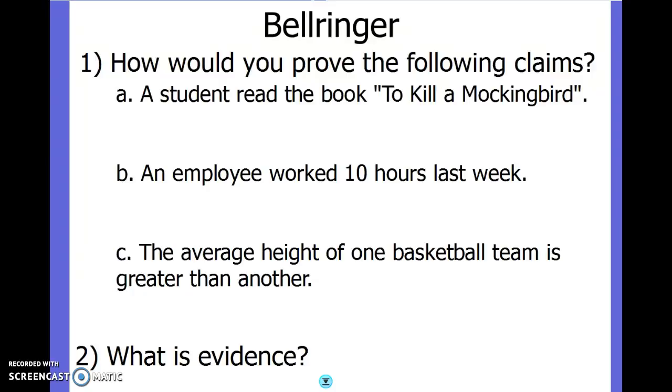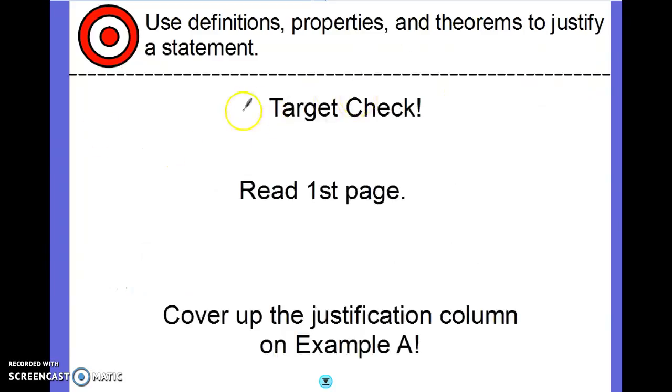Okay? All right, so just so you know what you're looking for as we go through this lesson, we need to be able to use definitions, properties, and theorems to justify a statement. So in the previous slide on the bell work, we were using just everyday things like time cards and measurements of heights and stuff like that to justify things. In geometry, whenever we have a geometric statement that needs to be justified, we're going to use definitions, properties, and theorems.